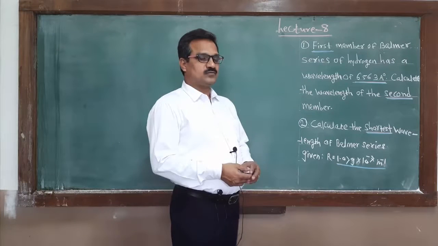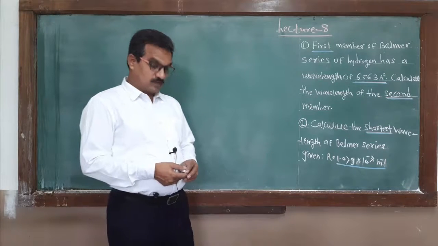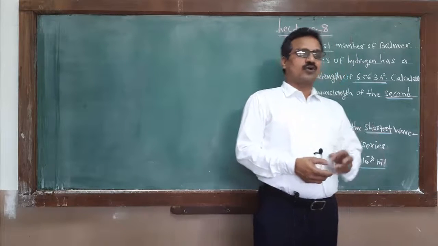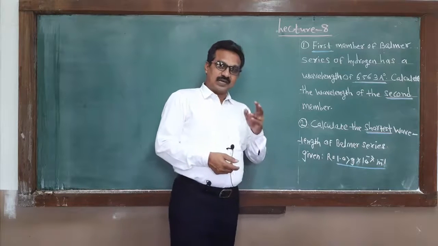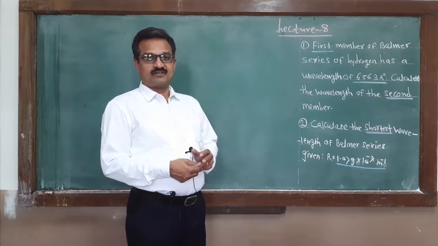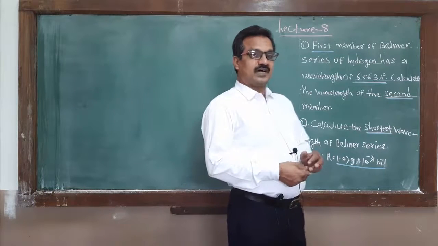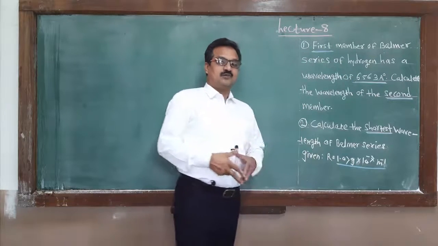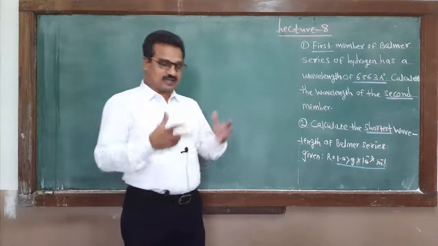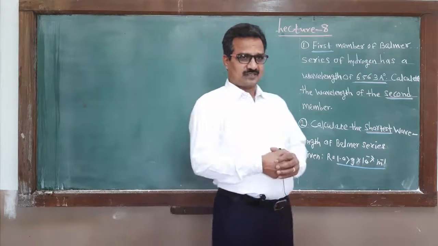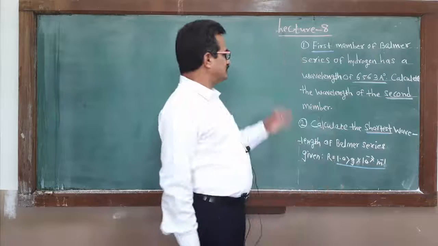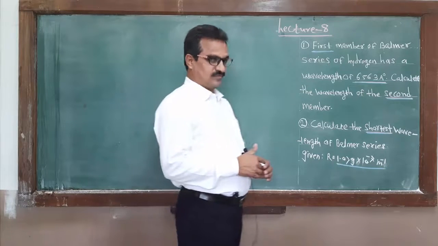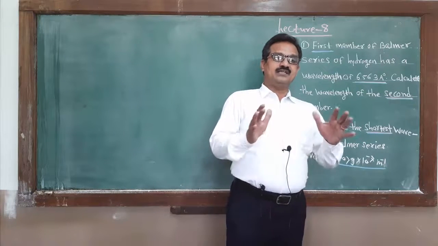Last time we already considered the problem on Bohr atomic model, means problems related to the radius of Bohr orbit, the energy of the Bohr orbit, again problems related to kinetic energy, potential energy, total energy, frequency of revolution, velocity of revolution, all these. Today we are going to see the problem on Bohr formula and energy level diagram.